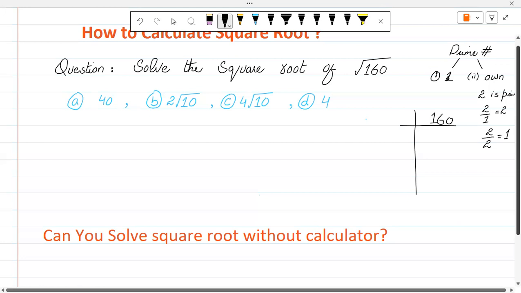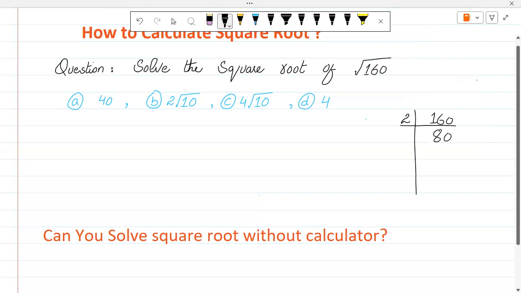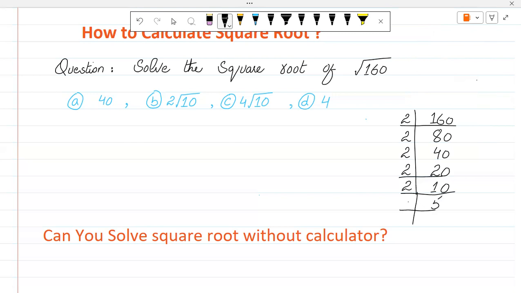For example, 6 is not a prime because 6 divided by 1 gives 6, 6 divided by 2 gives you 3, and 6 divided by 6 gives you 1. Okay, having said that, some revision about the primes. So let's start taking the LCM. We first start with 2. 2 into 80, 2 into 40, 2 into 20, 2 into 10, then 2 into 5 and 5 into 1.